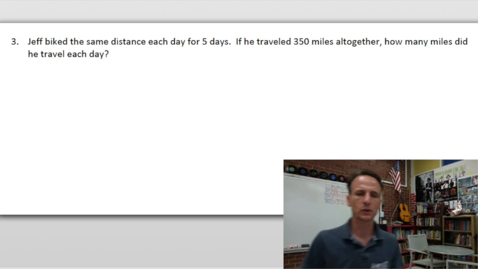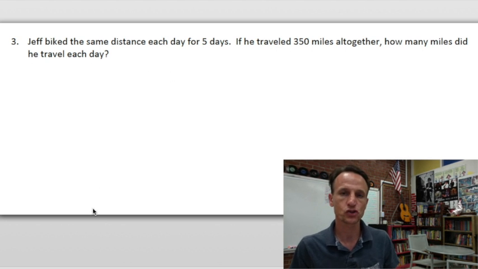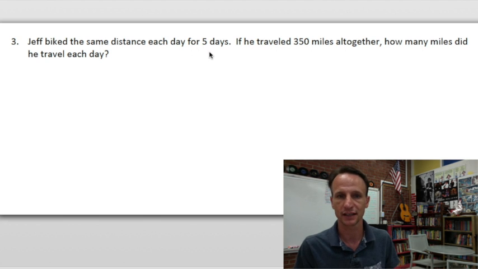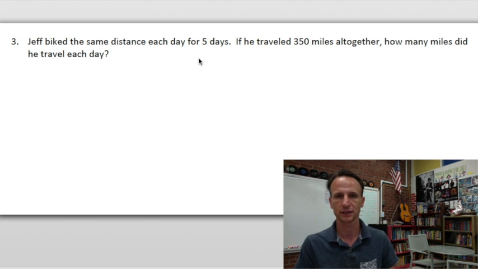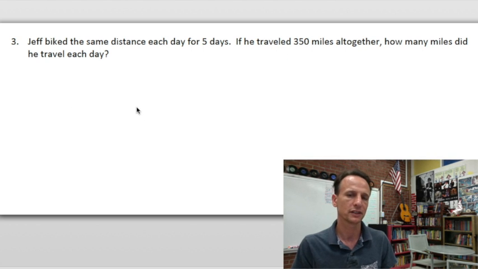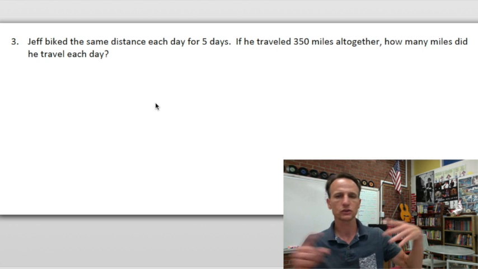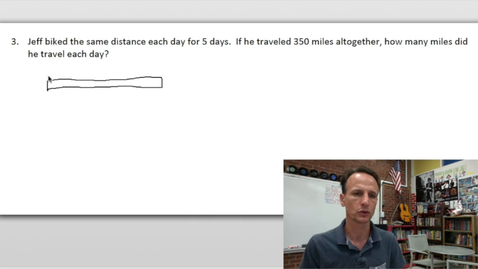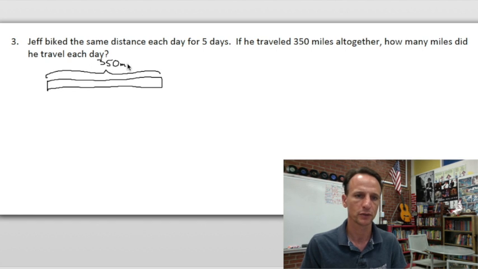And in number 3, we're kind of off the camp counselor thing. We're on to Jeff and his biking. Go, Jeff. So Jeff biked the same distance for each day for 5 days. So 5 days biking the same distance each day. If he traveled 350 miles altogether, how many miles did he travel each day? So again, we know the total. So when we start off drawing our tape diagram here, this tape is the total. It's 350 miles, which we abbreviate MI.